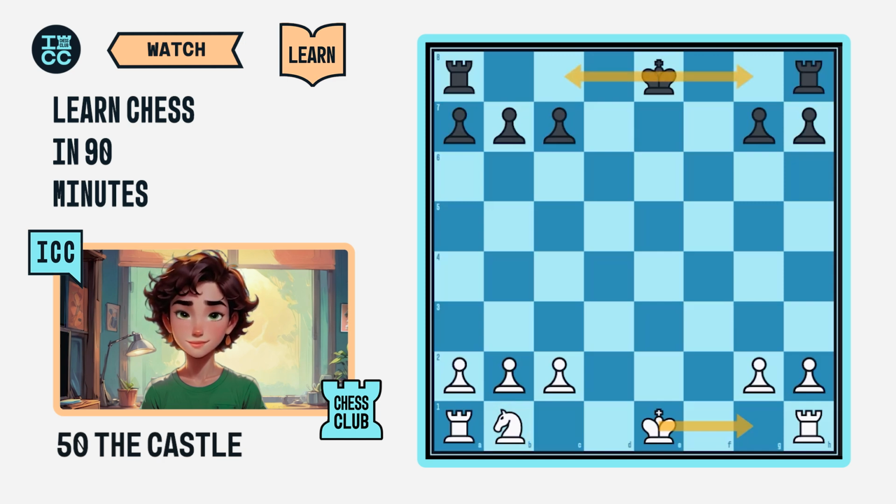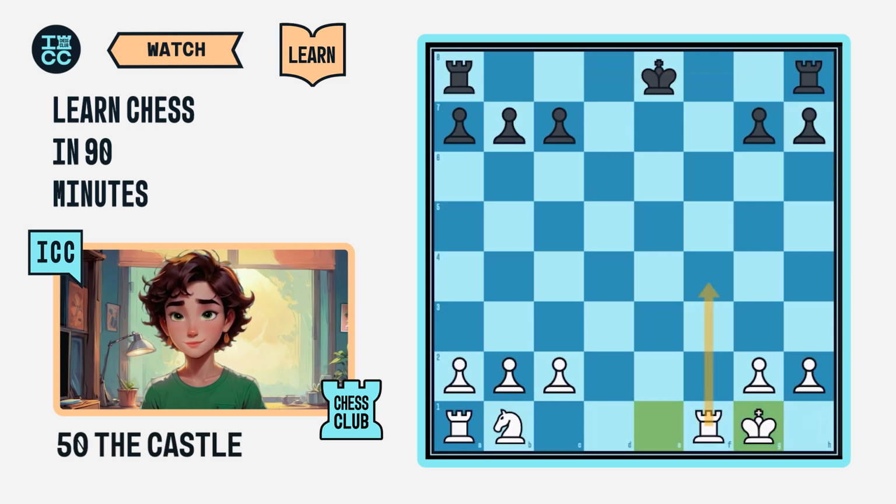So let's make the move on the board. White has castled on the king side. He's moved two squares to the right and the rook has jumped over. Now, the fourth rule is that the king, to be able to castle, can't be in check or move through any controlled or attacked squares.